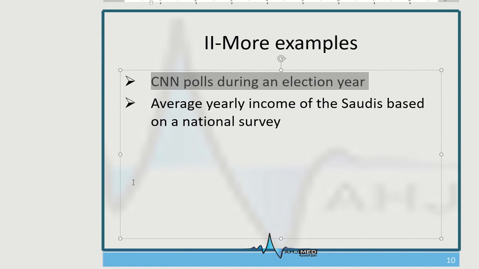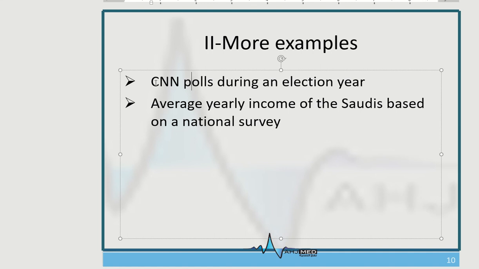Mind you, this is one of the very few examples where the population value will be known at a certain time, because at a certain time the election will occur and the population will vote, and the end value would be the actual population parameter value.